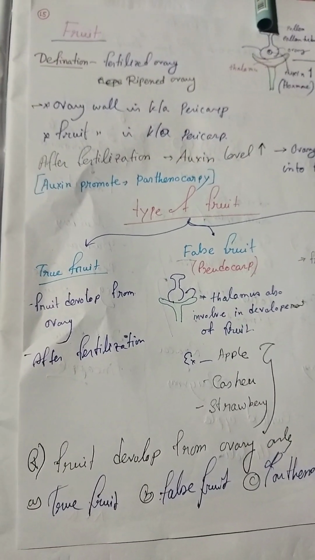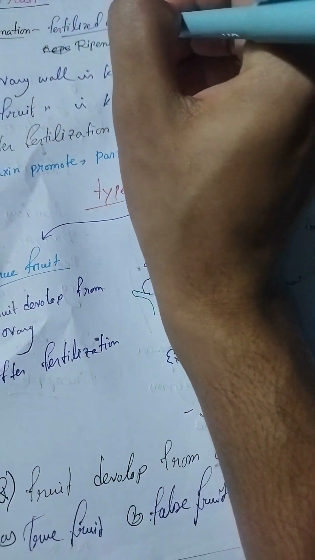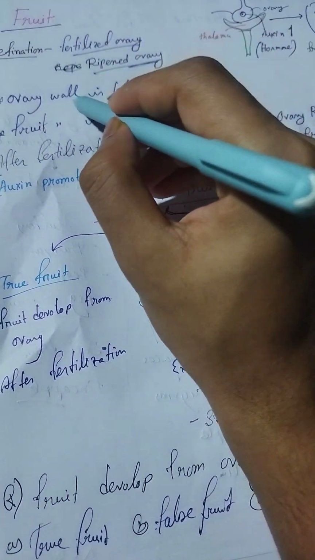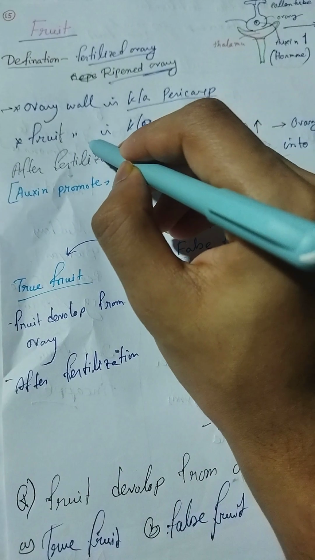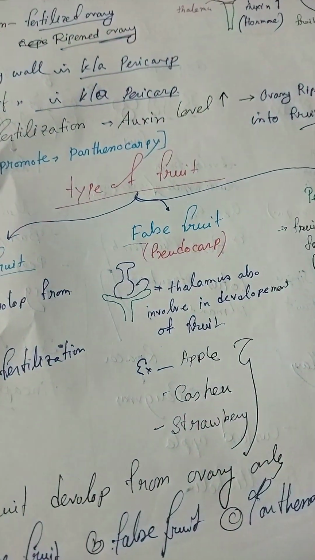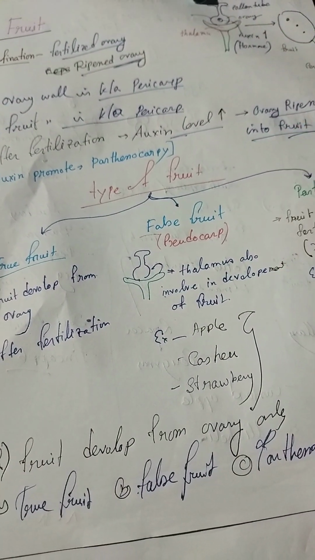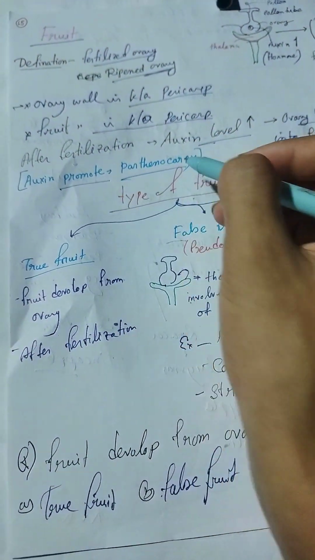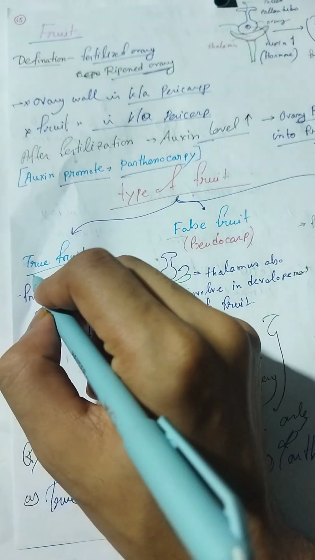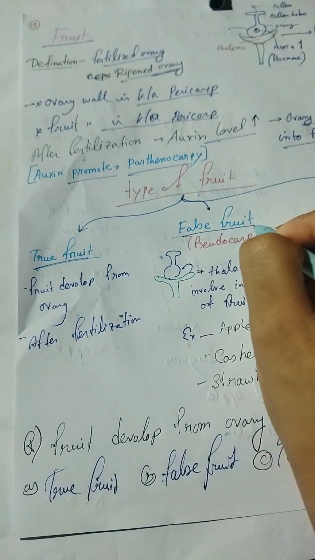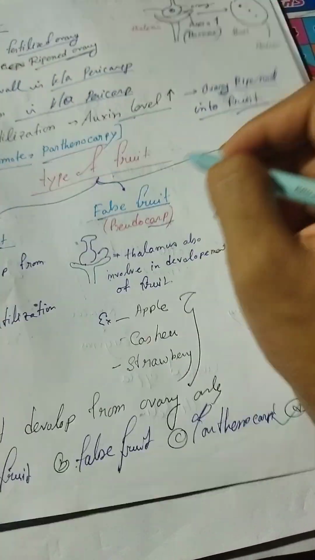Now talk about fruit. Fruit is a fertilized, ripened ovary. The ovary wall is known as pericarp. The fruit wall is known as pericarp. After fertilization, auxin level is increased. Ovary ripens into fruit. Auxin promotes parthenocarpy. Types of fruit are three. First is true. Second is false, or pseudocarp. Third is parthenocarpic.